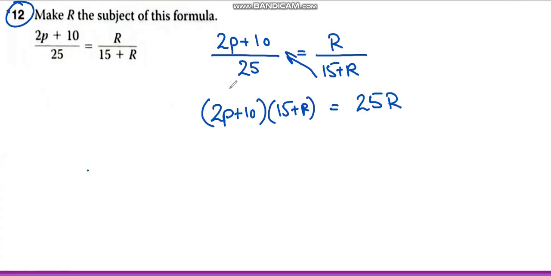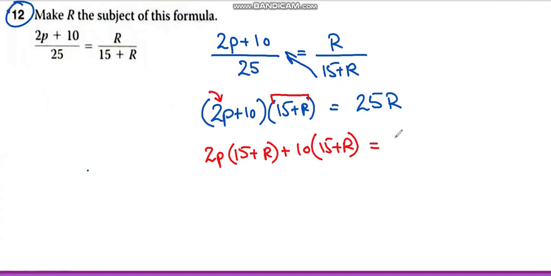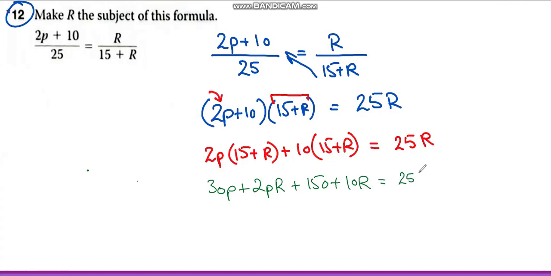First of all, we need to distribute these two terms with both of these terms. I can distribute 2p with these two terms, and then distribute plus 10 with these two terms. I will write in this form and then distribute. Then we will get 30p plus 2pr plus 150 plus 10r equals 25r.